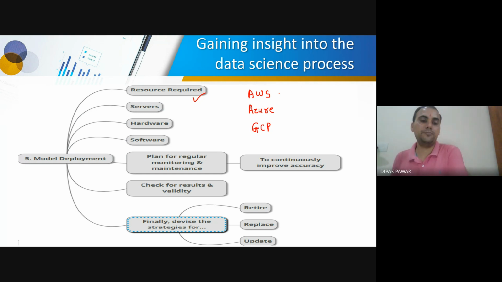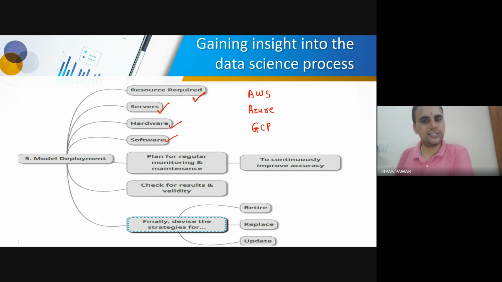Okay, these three web services we have, on which we can deploy the model. While deploying the model, we must know which resources we require for our model, which type of server you require, which hardware you require, and which software you require. All this stuff you must be aware of.